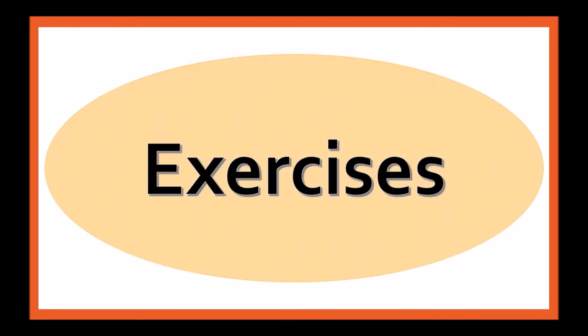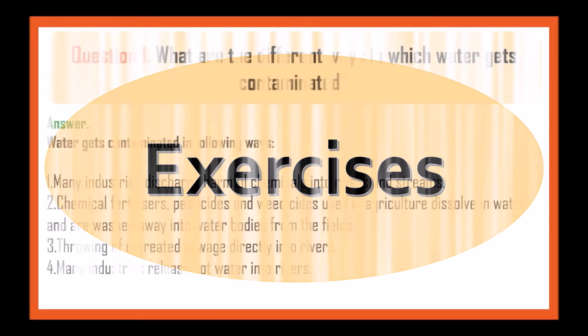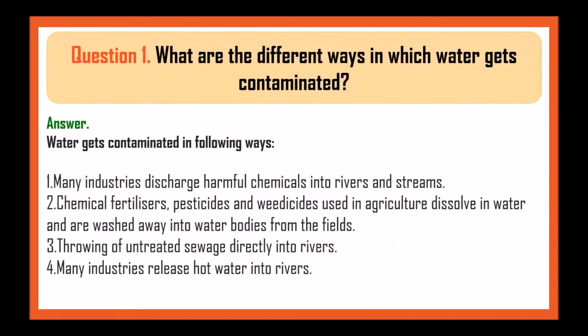Now let's see the exercise of the textbook. In that, the first question is, what are the different ways in which water gets contaminated? Water gets contaminated in the following ways. Many industries discharge harmful chemicals into rivers and streams.